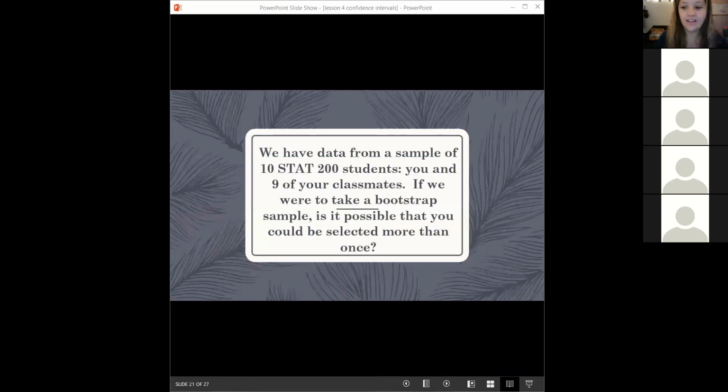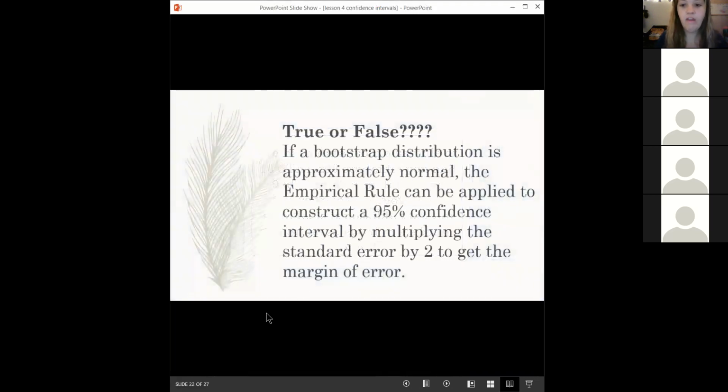That is correcto. All right, true or false question. If a bootstrap distribution is approximately normal, the empirical rule can be applied to construct a 95% confidence interval by multiplying the standard error by 2 to get the margin of error. So go ahead and think about this one.